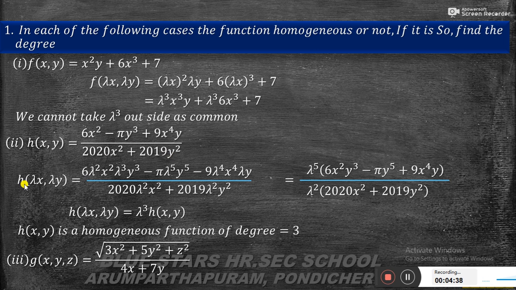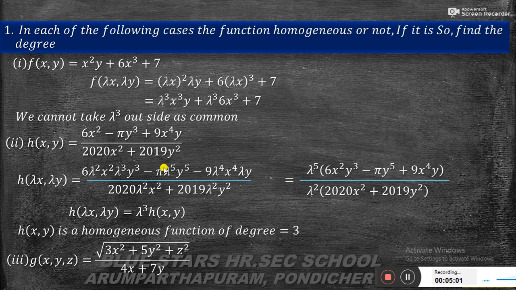So here, that means h of lambda x comma lambda y. You see x equal to lambda x, y equal to lambda y. So we substitute here. That means 6 into lambda square x square, lambda cube y cube, minus pi into y power 5.